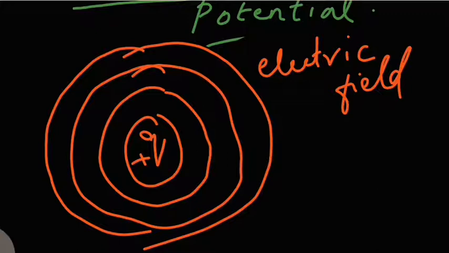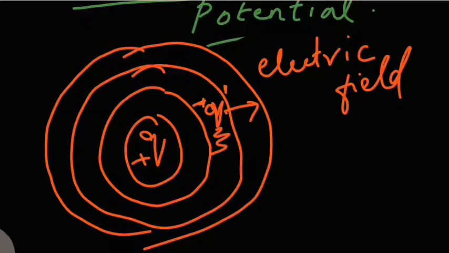Okay, and suppose I am placing another charge in this field. That is, I am going to place a charge plus Q dash. You know that like charges repel, so the charge will get repelled. Or if I want to move positive charge Q dash in this electric field, I have to do some work.